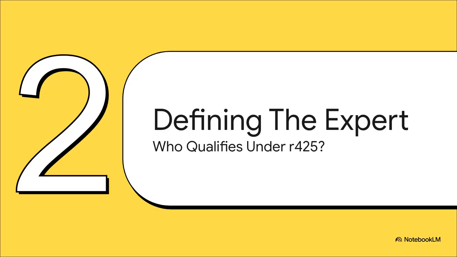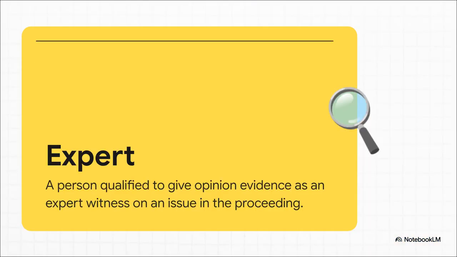All right, so we figured out when these rules apply. The next logical step, right, is who do they apply to? This brings us to Section 2, defining the expert, all thanks to Rule 425. So Rule 425 gives us the official definition, and you're going to love this. It says an expert is someone who is qualified to give opinion evidence as an expert.